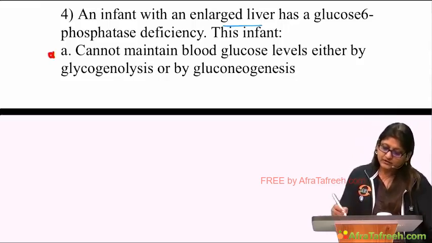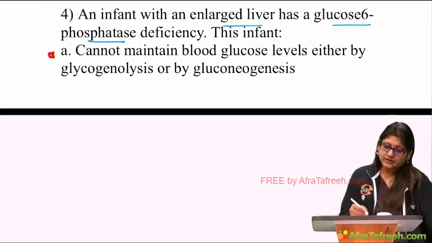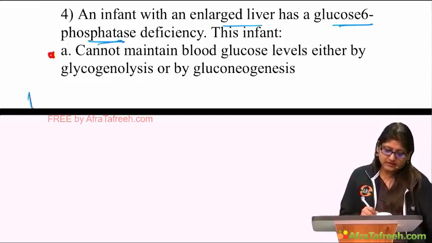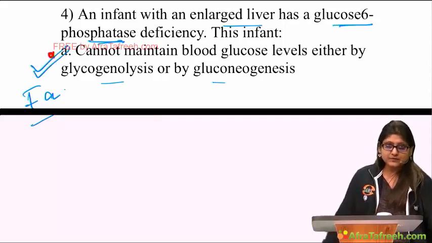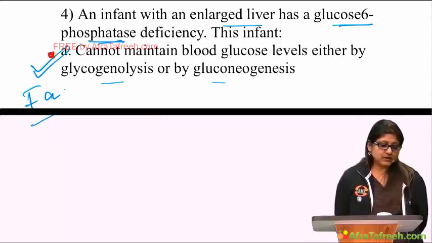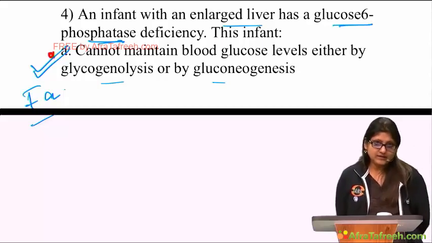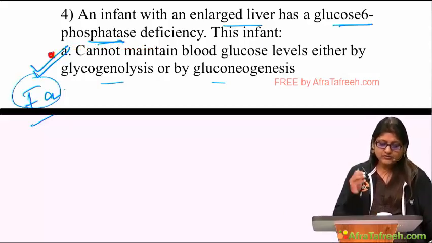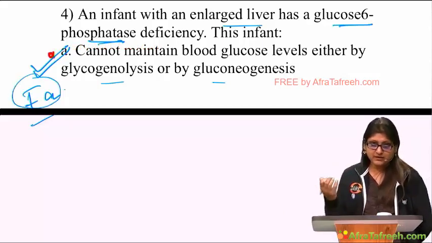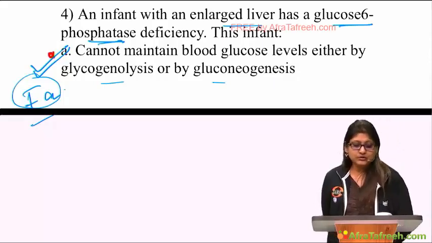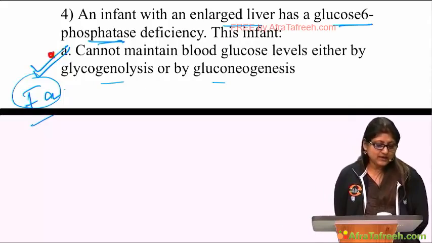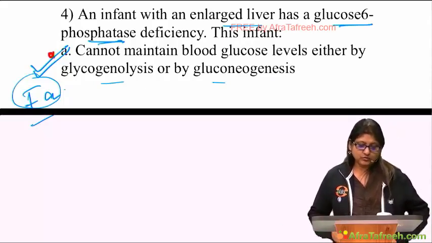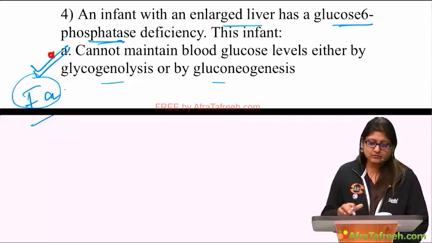Infant with enlarged liver, glucose 6-phosphatase deficiency. This again means it is type 1A glycogen storage disorder. Cannot maintain blood glucose either by glycogenolysis or gluconeogenesis. This is absolutely correct because glucose 6-phosphatase is the enzyme needed for both pathways. So this baby of von Gierke disease is going to have profound hypoglycemia due to lack of supply of glucose from liver glycogenolysis as well as gluconeogenesis, right? All other statements are wrong in this question.